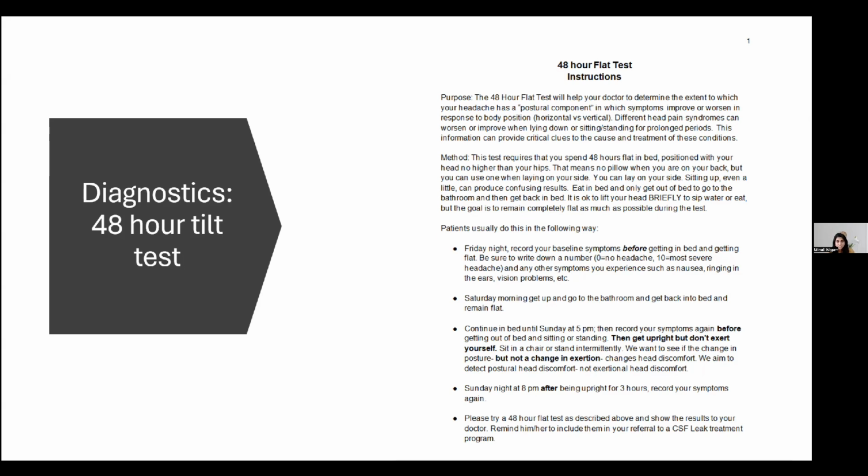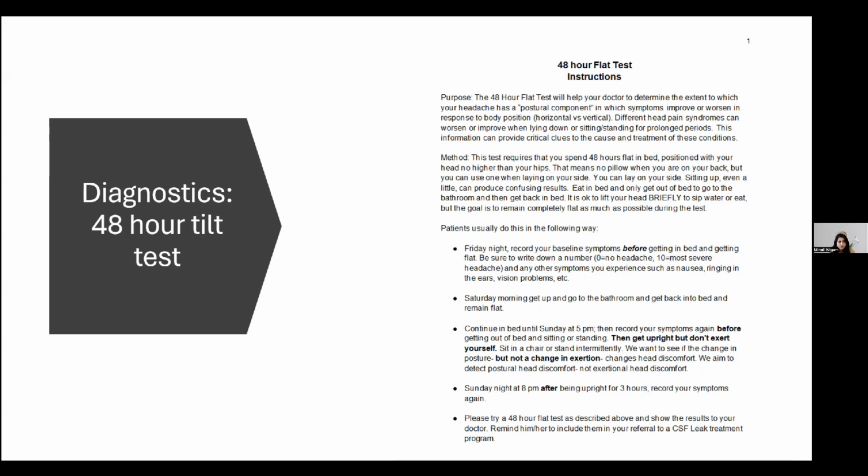And then we'll basically ask patients to record what their symptoms are like when they're in bed for 24 to 48 hours. And then once they get upright, we'll ask them to again rank their symptoms on a scale of 0 to 10 once they've been up for 3 hours after being bedbound, essentially. And it is helpful if we see a significant change in these numbers between lying down versus standing up. It can help direct us in getting further testing to better clarify if someone does indeed have a CSF leak.